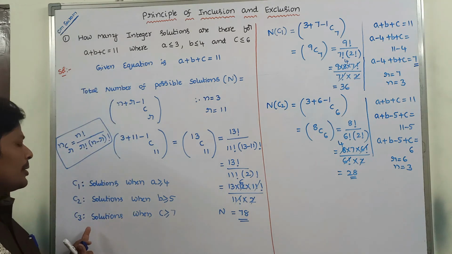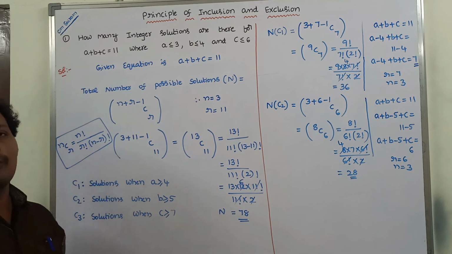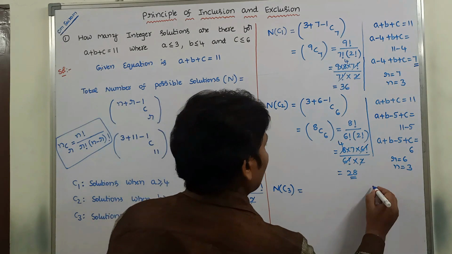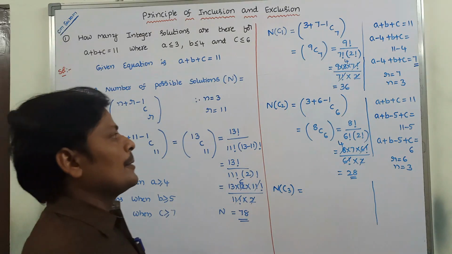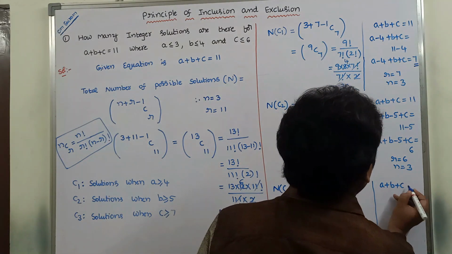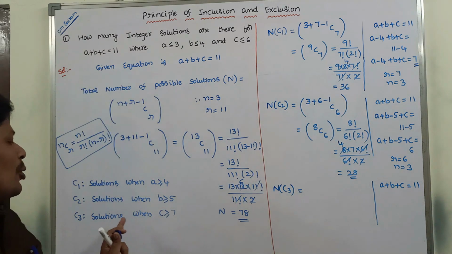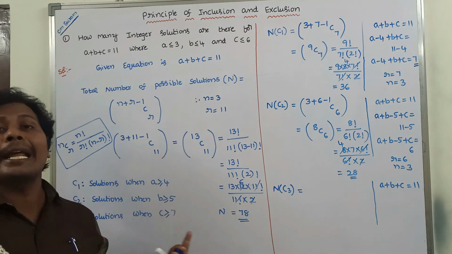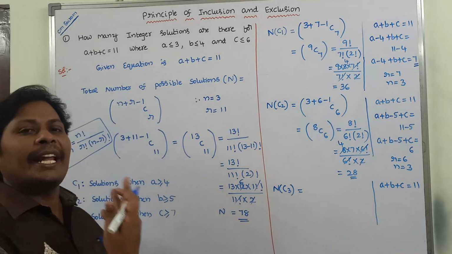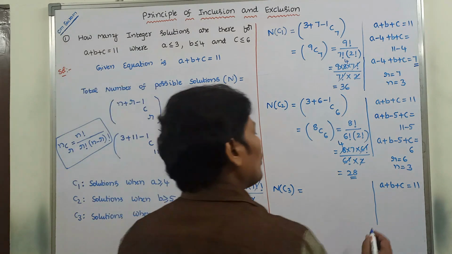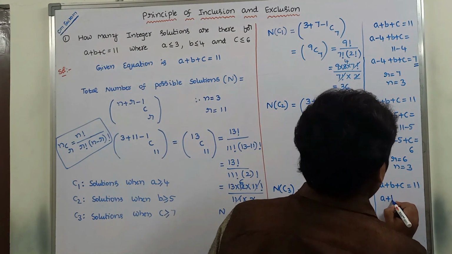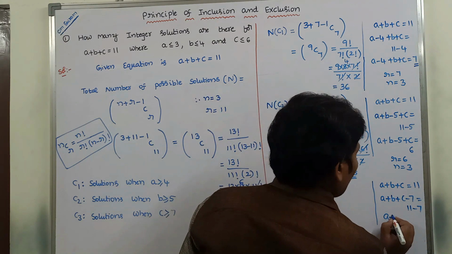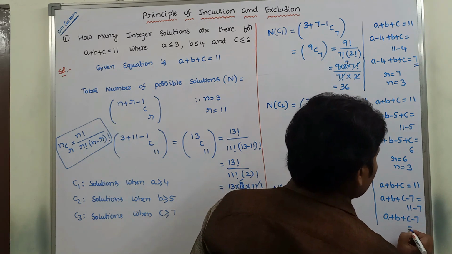Next, we have to find out the solutions whenever c is greater than or equal to 7. That can be denoted by n of c3. Now we have to find out the r value. So here a plus b plus c is equal to 11. Now we have to find out the possible number of solutions when c is greater than or equal to 7. That means c is at least 7. C may be 7, 8, 9, etc. So we have to subtract 7 on both sides. a plus b plus c minus 7 is equal to 11 minus 7, that is 4.